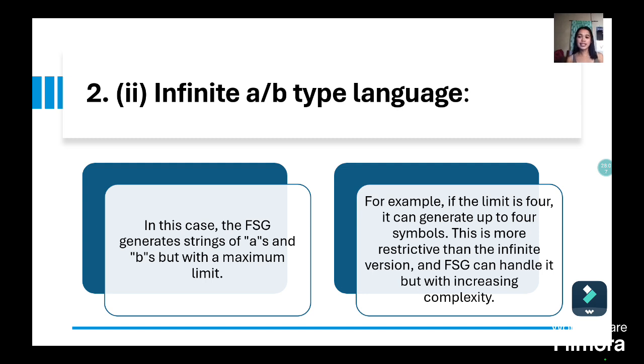Next, the finite AB type language. In this case, the finite state grammar generates strings of A's and B's but with a maximum limit. For example, if the limit is 4, it can generate up to 4 symbols only. This is more restrictive than the infinite version, and finite state grammar can handle it with increasing complexity.